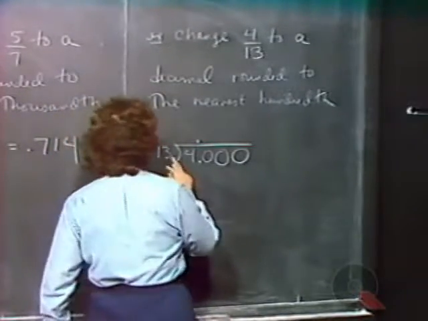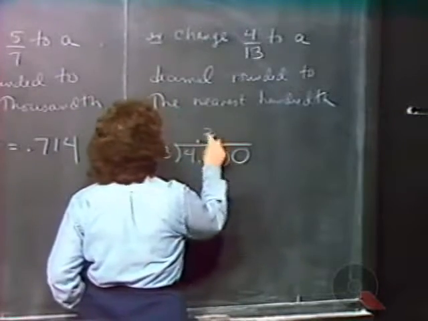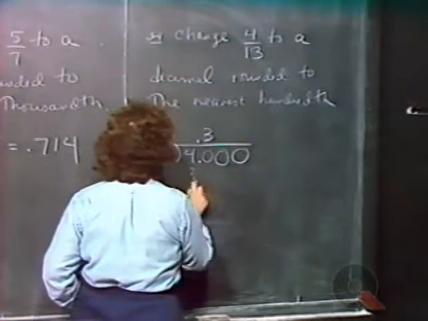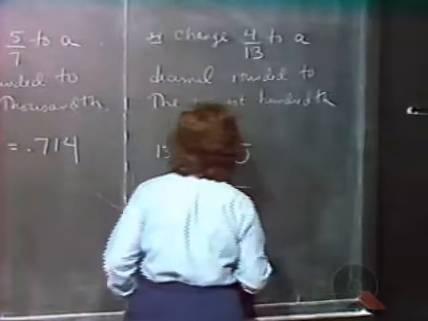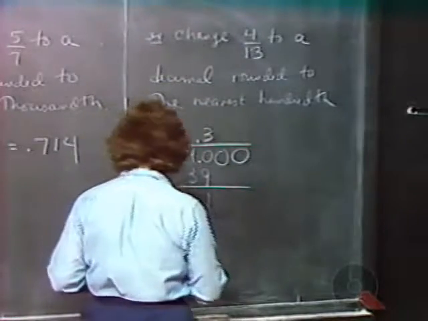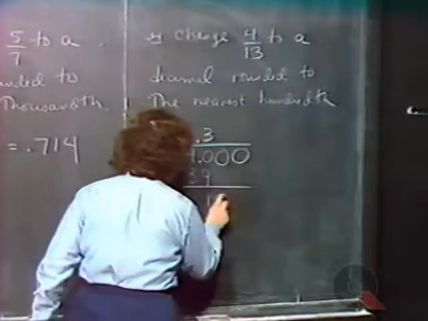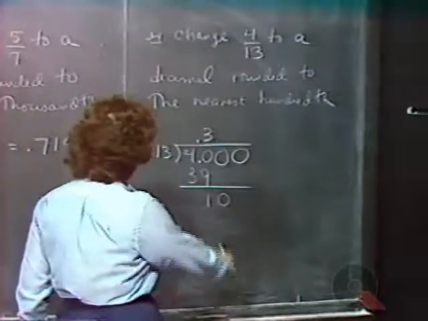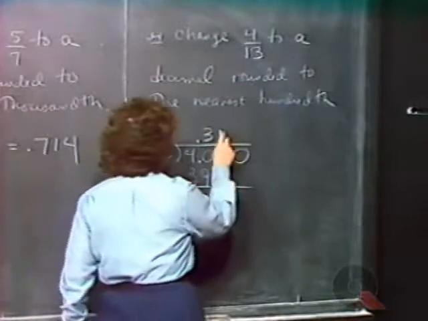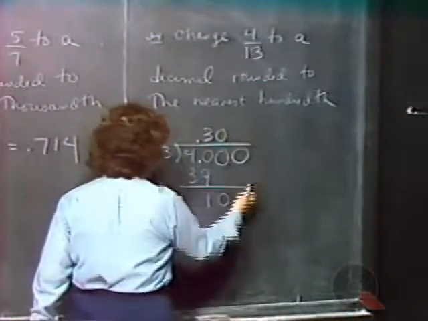How many times does 13 go into 40? 13 times 3 is 39. We subtract, 1. Bring down the next digit, 0. How many times does 13 go into 10? 0 times. Bring down the next decimal digit.